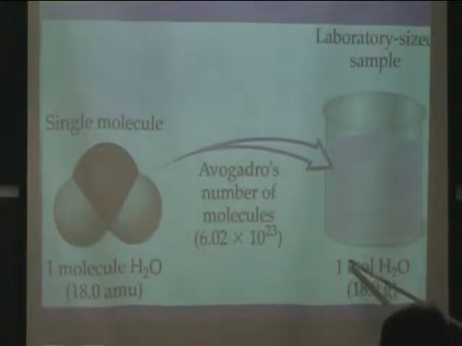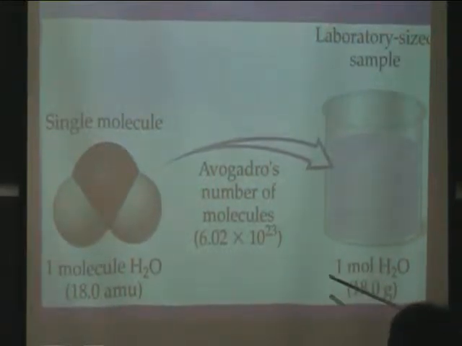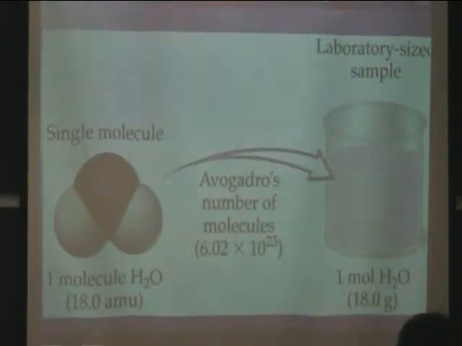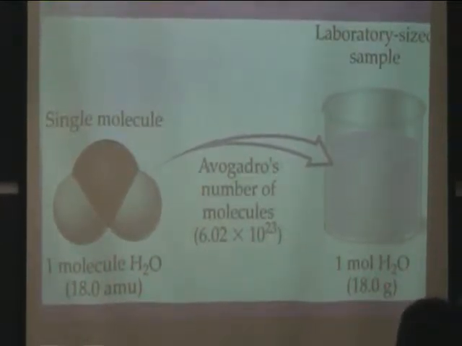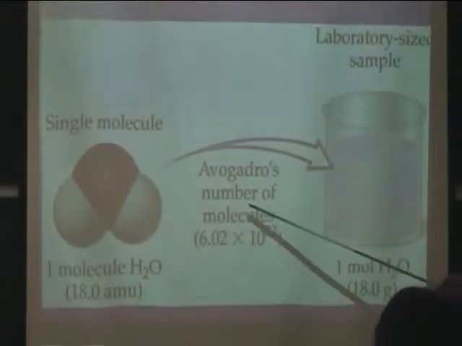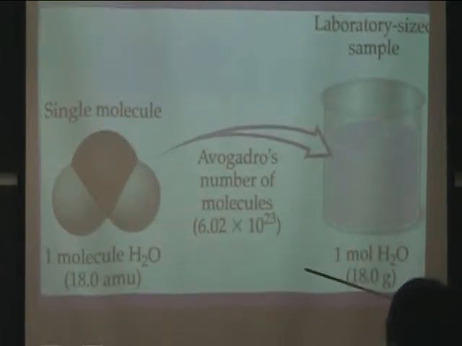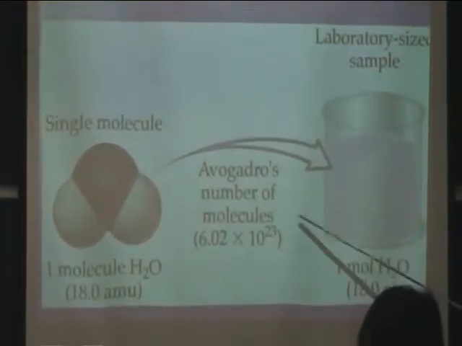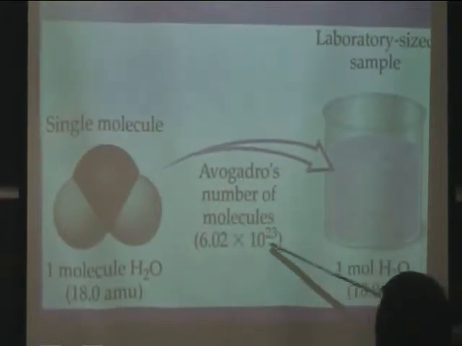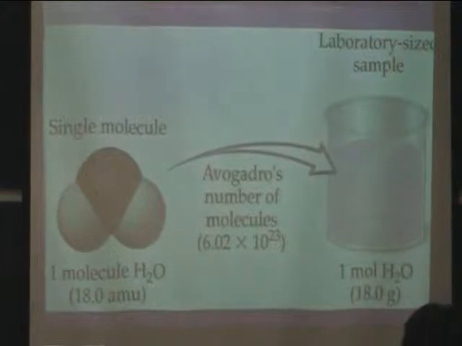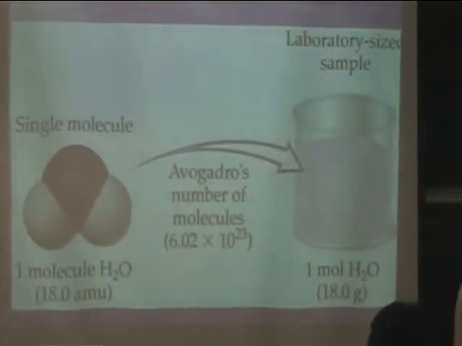I can do 2 moles, 4 moles, 9 moles, 10 moles. I can do 250 grams of water, and I can predict how many molecules I have in 250 grams of water based on this relationship. Since 1 mole of water is 18 grams, and in 18 grams, by Avogadro's principle, we have this many molecules, you can determine how many molecules you have in 250 grams of water.